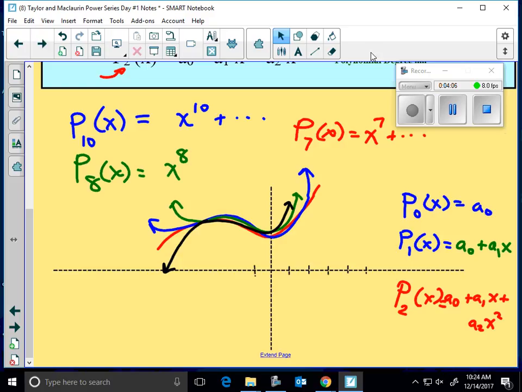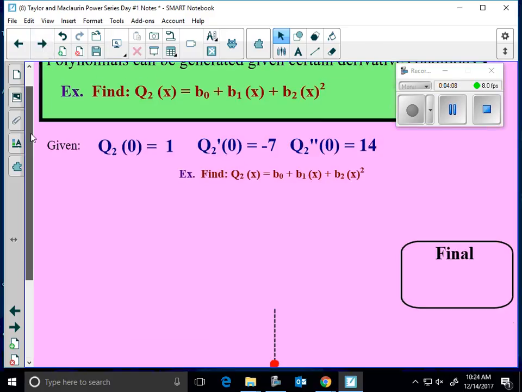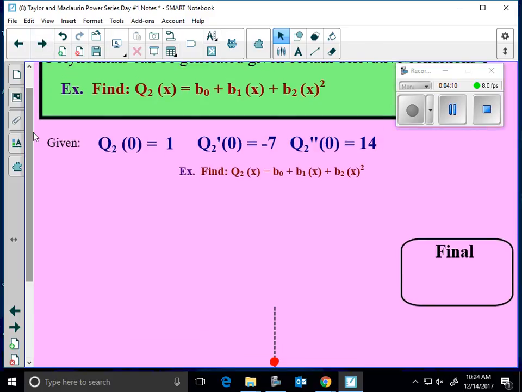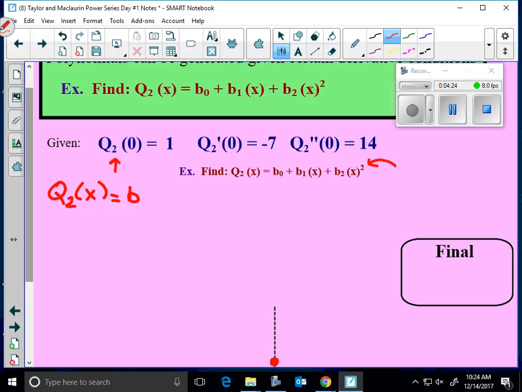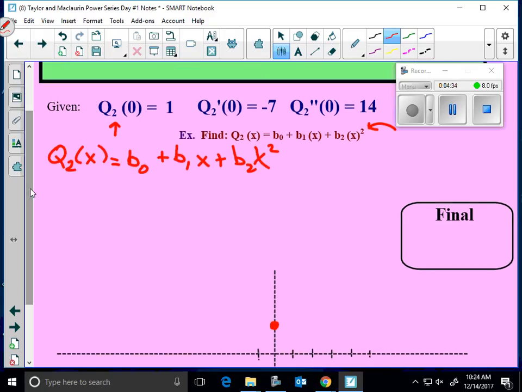So let's do an example. Let's say we're given some clues. We know that q2 of 0, what does this 2 mean? What would the degree of the polynomial be? Yeah, so it'd be a quadratic. We're going to fit a quadratic to this information. Okay, so q of x, or q2 of x, is b sub 0 plus b sub 1 times x plus b sub 2 times x squared. I don't know exactly what b sub 1 and b sub 2 are yet, but I will soon. So let's say I take q2 of 0.